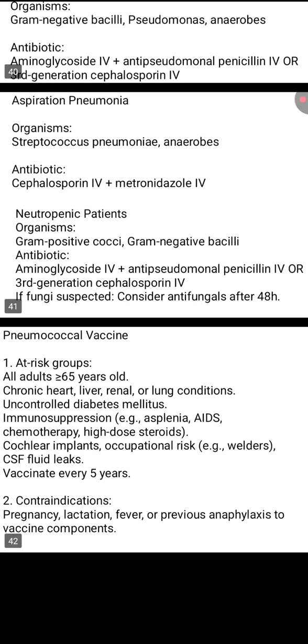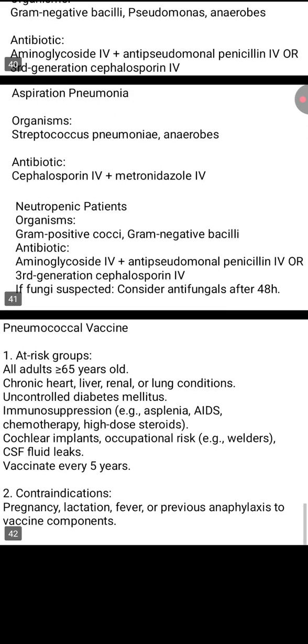For aspiration pneumonia, the organisms responsible are Streptococcus pneumoniae and anaerobes. The antibiotics to be given are a cephalosporin intravenously plus metronidazole intravenously.